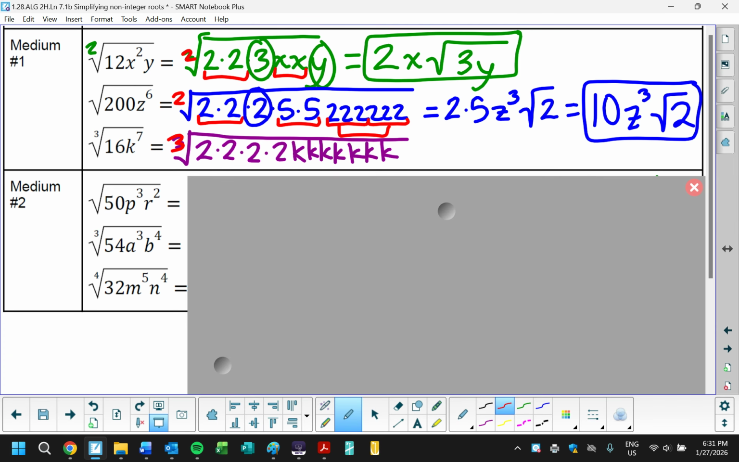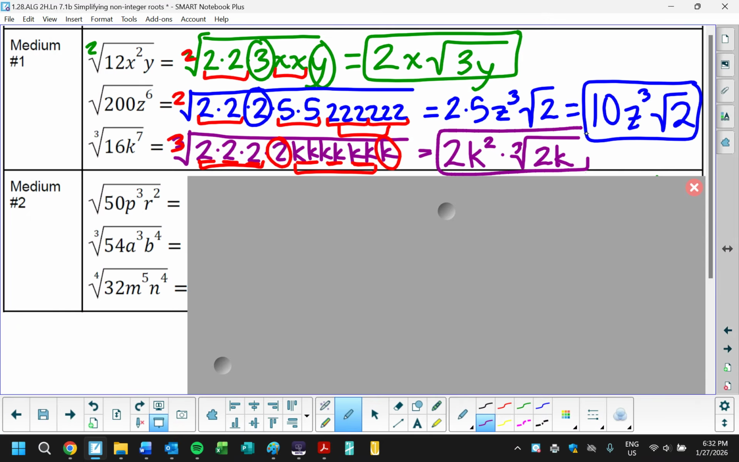Pulling a 3 out of this, I see 2 times 2 times 2, so I'm seeing those with a 2 left over. Now this is interesting. We have k squared times another k squared times another k squared. So if we were to pull out the factors that are able to be pulled out, we're going to have 2 times 2 times 2, so a single 2, k squared times itself repeatedly. But we're still going to have the 3rd root of 2k left over.